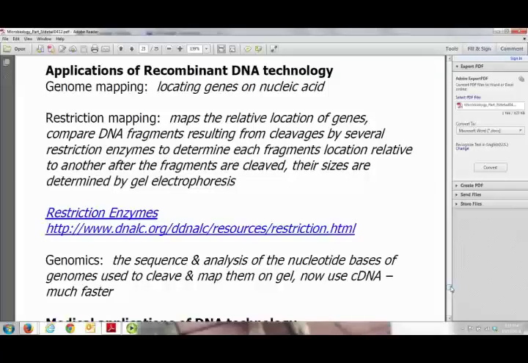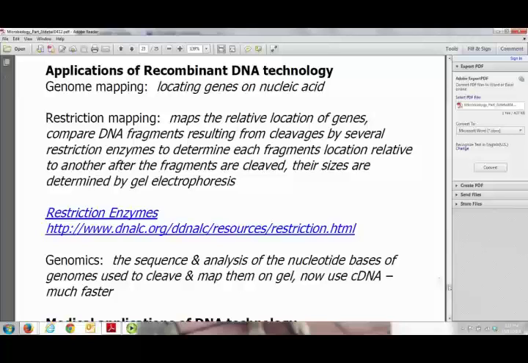With restriction mapping, you can map the relative locations of genes and then compare the DNA fragments that result from the cleavages by several restriction enzymes. This will be used to determine each fragment's relative location to another after the fragments are cleaved, and their sizes are determined using gel electrophoresis. And here's a little video showing some restriction enzyme use.